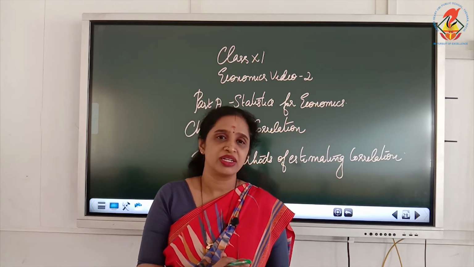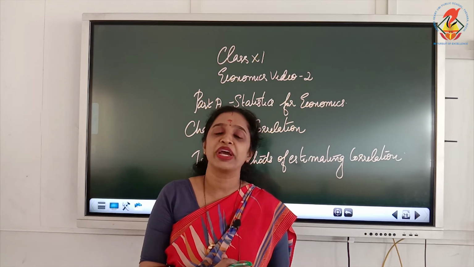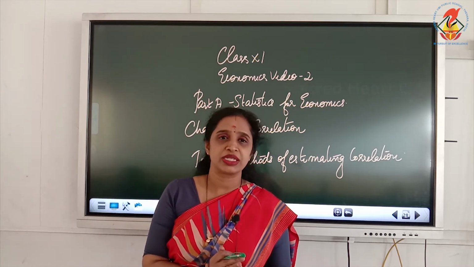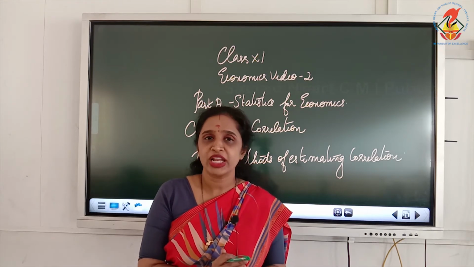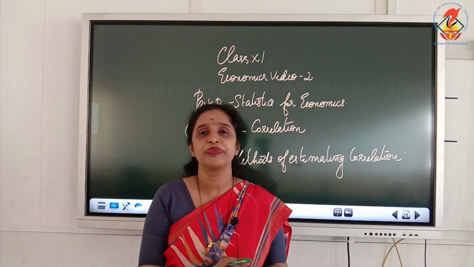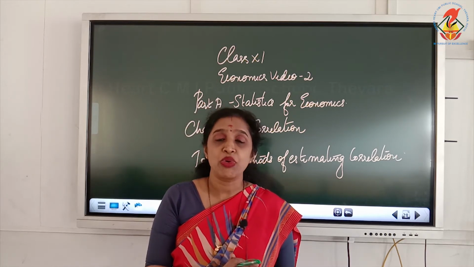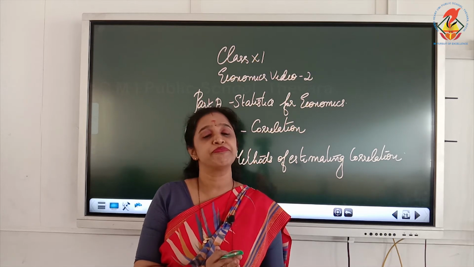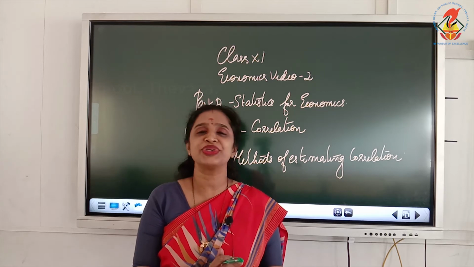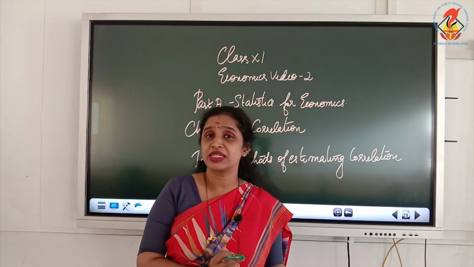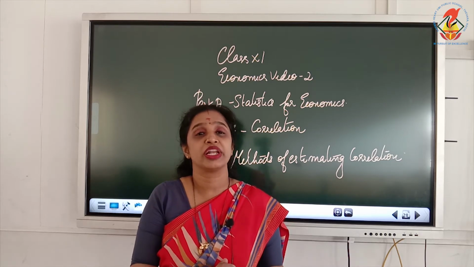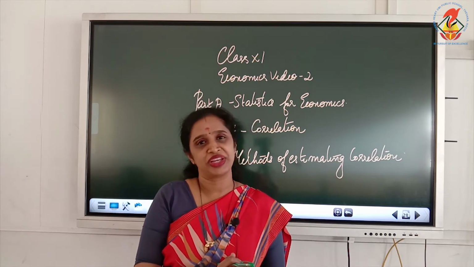The next method of estimating the correlation was found by Karl Pearson. Now Karl Pearson is another famous statistician. He has developed the method of estimating the relationship between the variables based on quantitative variables. He has given importance to studying the relationship between quantitative variables. So Spearman has studied the relation between qualitative variables, and Karl Pearson has studied the relationship between quantitative variables.